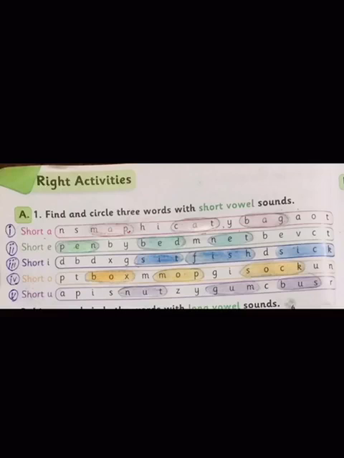The sound of I is "ih". S, I, T, sit. F, I, S, H, fish. S, I, C, K, sick. The next vowel is short O. B, O, X, box. M, O, P, mop. S, O, C, K, sock.